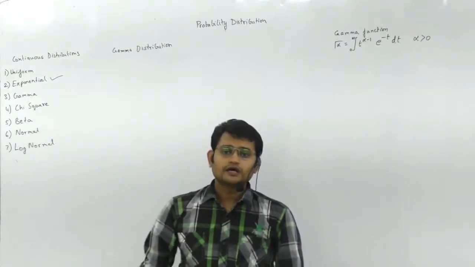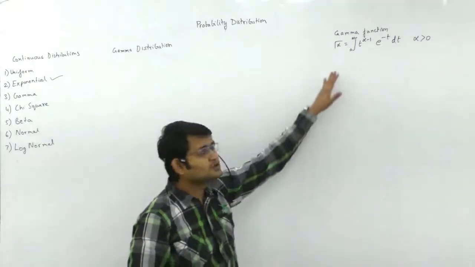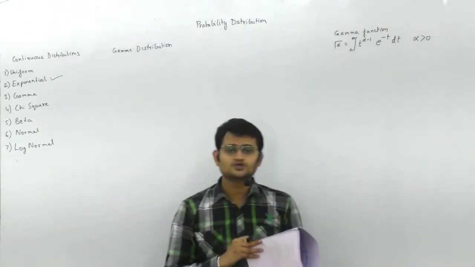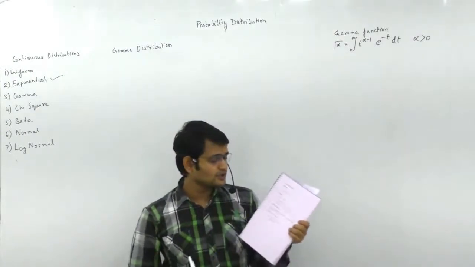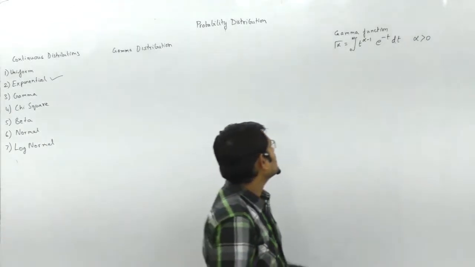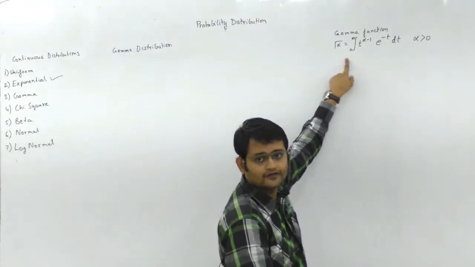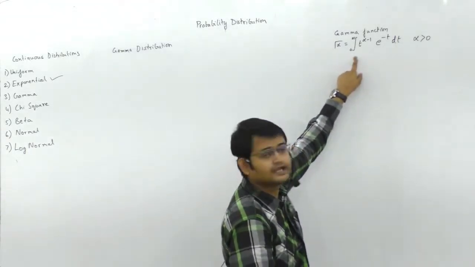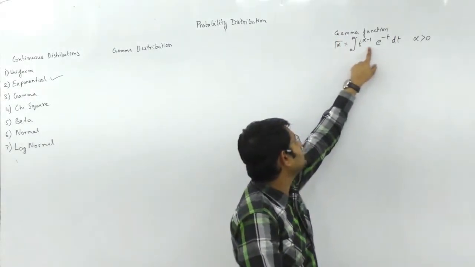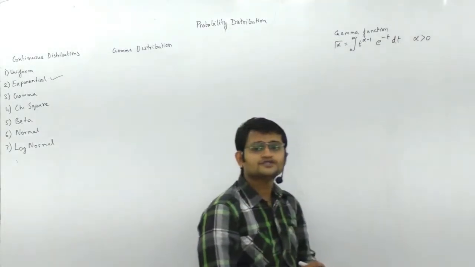Let's move on to gamma distribution. Before we study gamma distribution, we need some knowledge about gamma functions. The gamma function is given in your table formula book also, which will be provided to you in your examination, and it is on page number 5. The gamma function is written with this particular sign called gamma, and then alpha. Gamma alpha is nothing but the integration from 0 to infinity of t raised to alpha minus 1 e raised to minus t dt, where our alpha is always greater than 0.